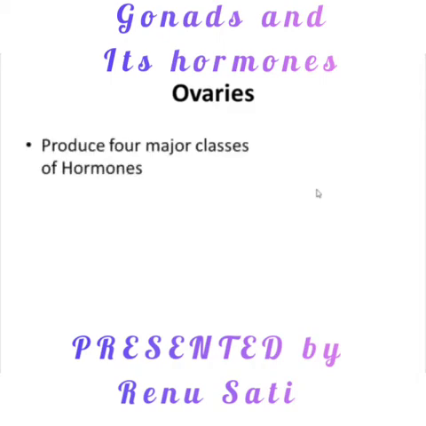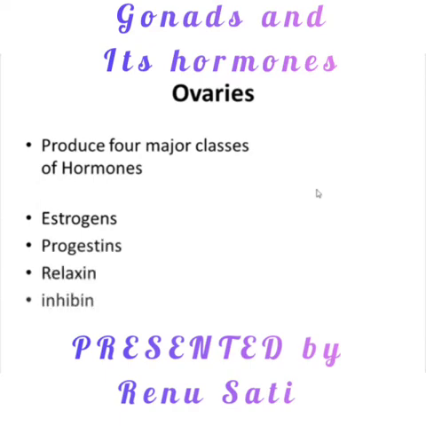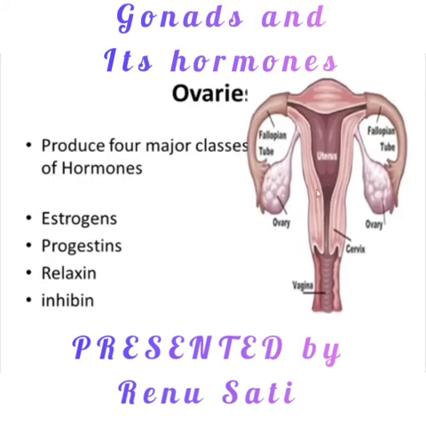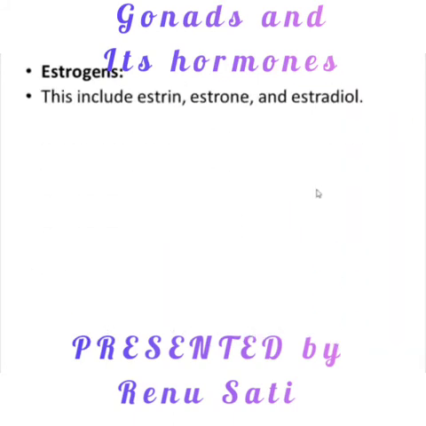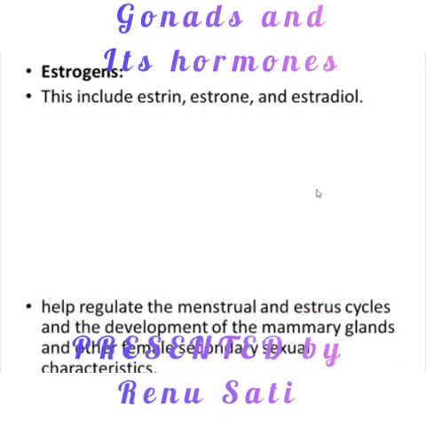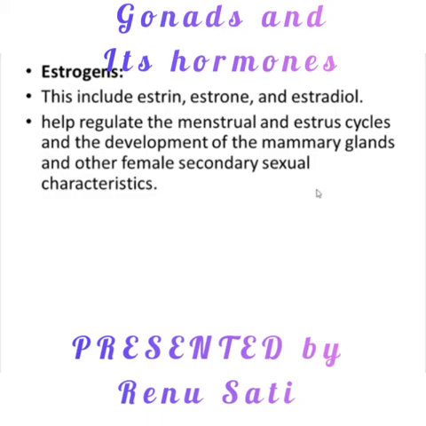Ovaries are present in the case of the female. A pair of ovaries is present. They produce four major classes of hormones: estrogen, progesterone, relaxin and inhibin. The estrogen hormone group includes estrogen, estrone and estradiol.